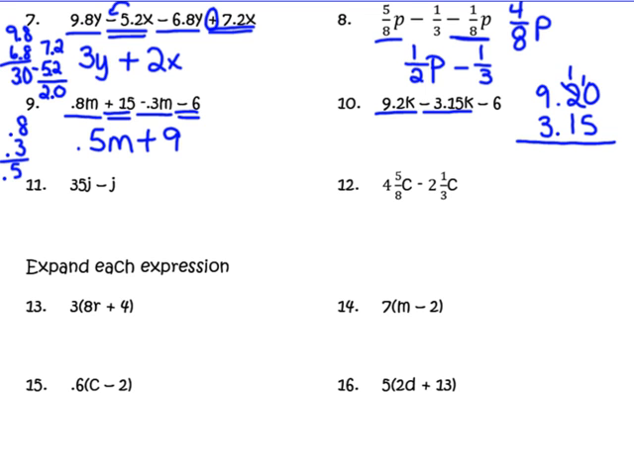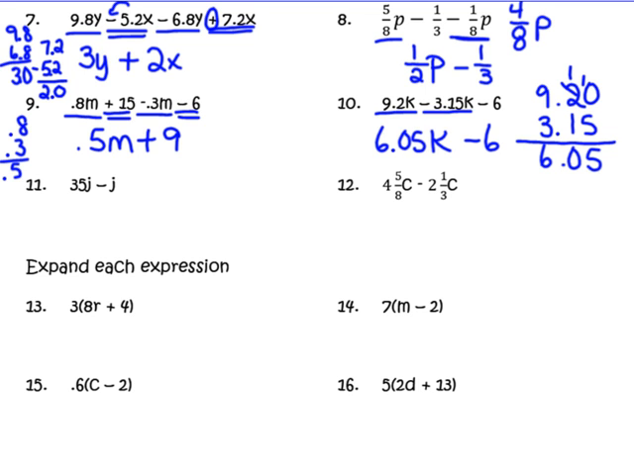10 take away 5 you can do, you get 5. 1 take away 1 is nothing. 9 take away 3 is 6. And it's positive 6 and 5/100 k's and negative 6. 6 and 5/100 k, negative 6, or 6 and 5/100 k minus 6.